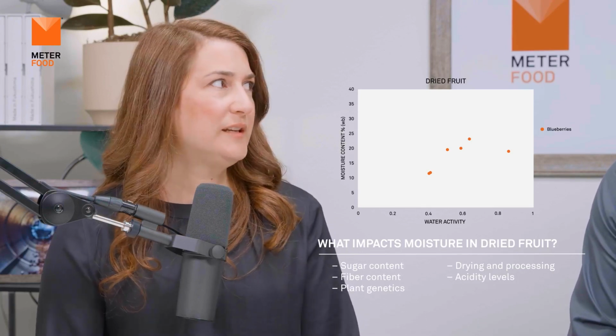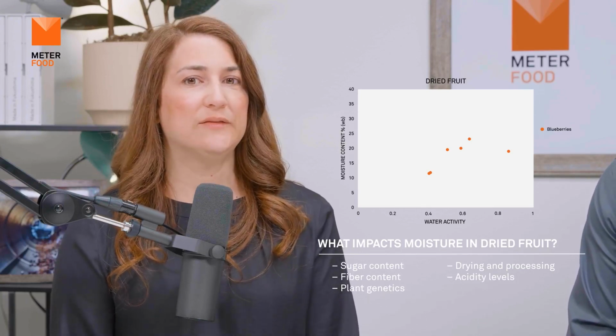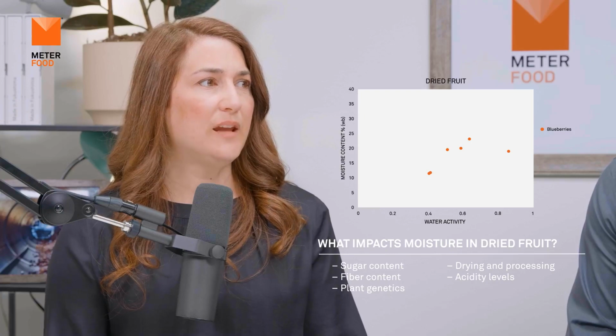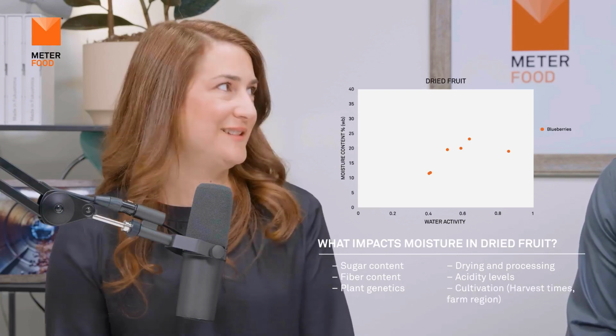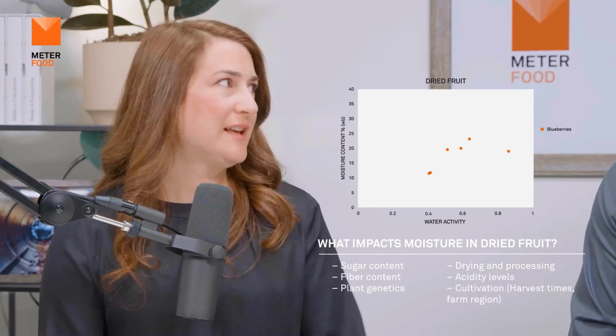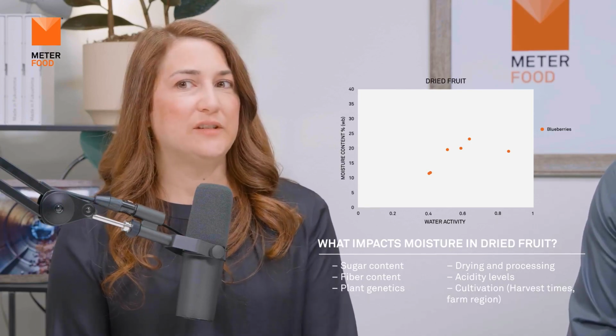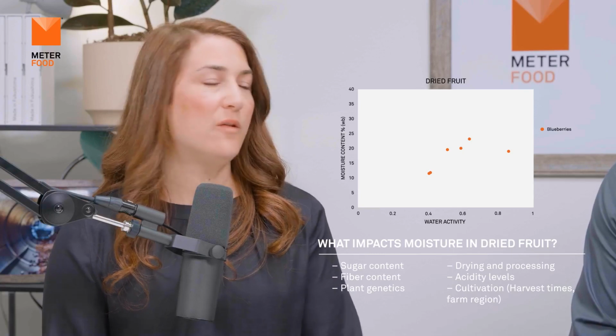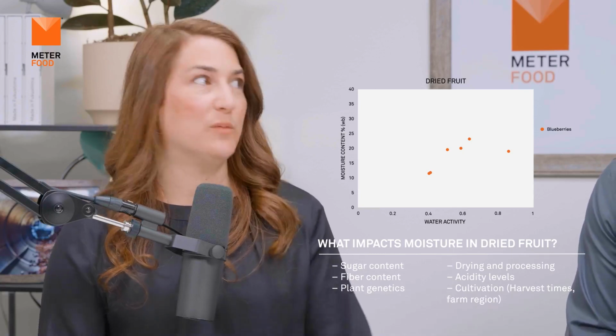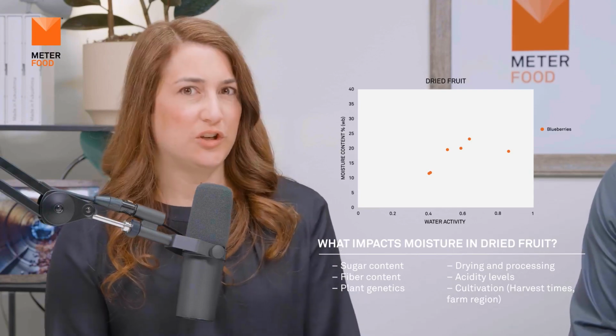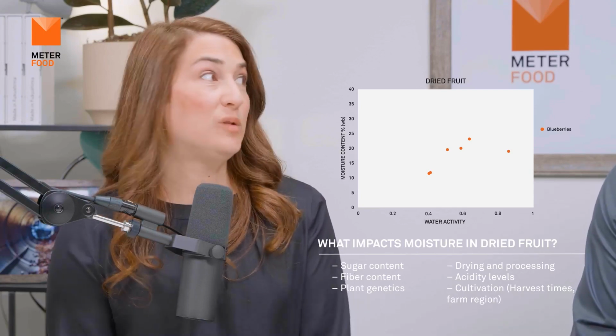I also wanted to put out there that there can be a difference in how the growing season goes. Even if you have exactly the same grower and the same variety year after year, you can have differences because of the growing season and how that has impacted your sugar and fiber content too. So all of that plays a role in the water activity and moisture content in the food that you're either supplying or importing, right?